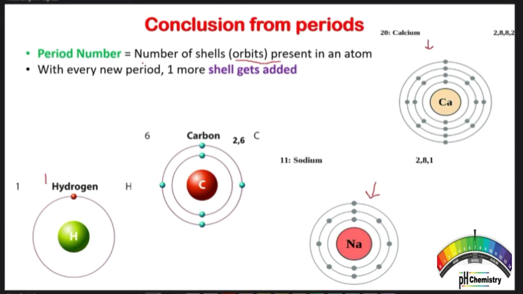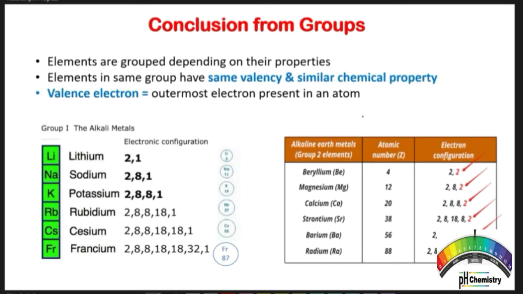With every new period, one more shell gets added. So if we have period number 7, how many shells are present in that particular element? There are 7 orbits or shells present in the element. For example, if an element is present in the 6th period, how many orbits are present in that element? 6 orbits are present. So this is the conclusion from the periods. Now the conclusion from the groups.